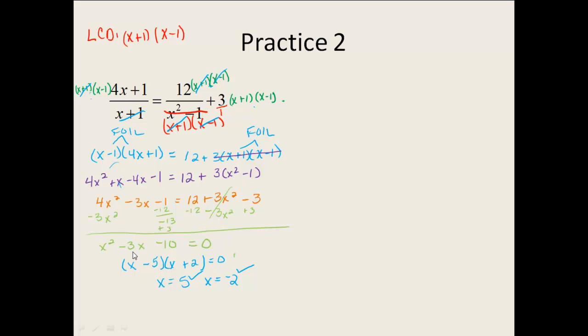Ended up getting x squared minus 3x minus 10 equals 0. On this one, I noticed pretty quickly that I could factor it into x minus 5, x plus 2. If you use the quadratic formula at this point, that would be fine also. But I got my answers to be 5 and negative 2. And then when I checked them, they both worked. So we get to keep both of them for our answers.